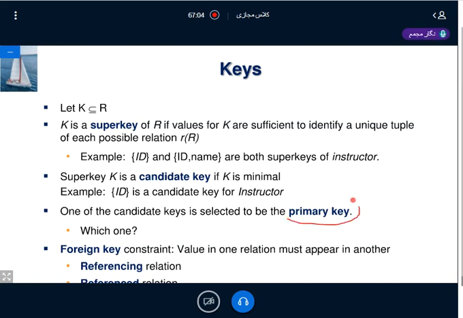Okay, let's go to the primary key. What is the primary key? One of the candidate keys is selected to be the primary key. Which of them? One that is not null. One of the candidate keys that is not null is the primary key.